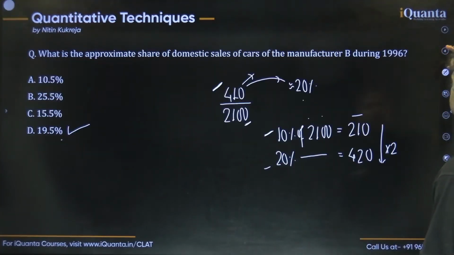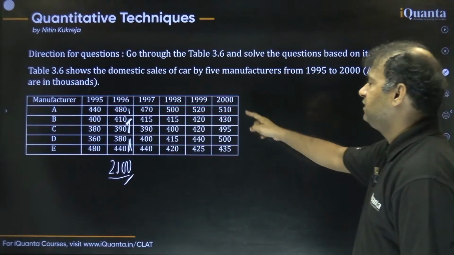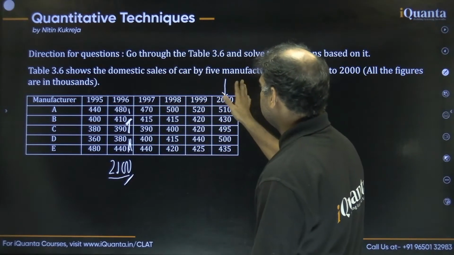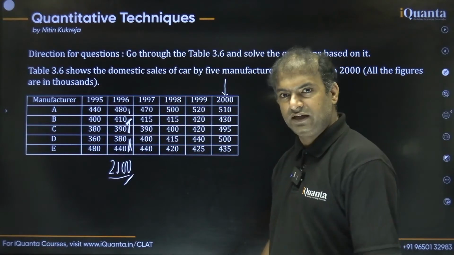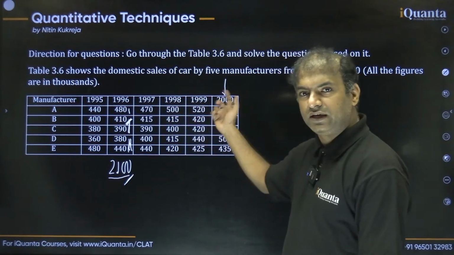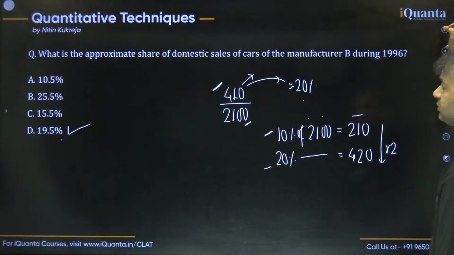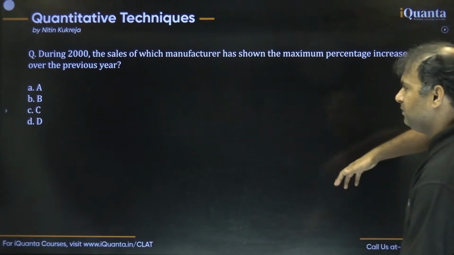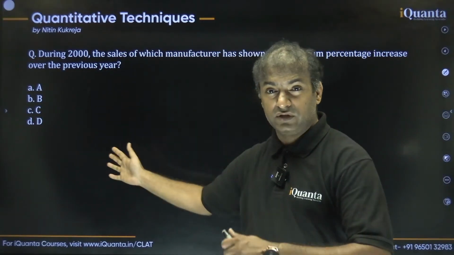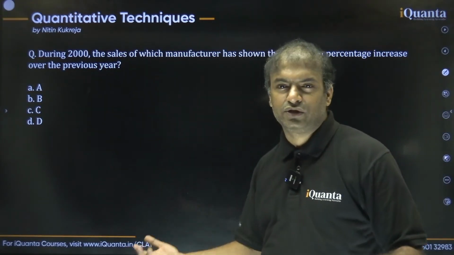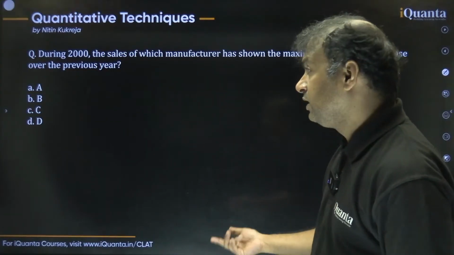Okay, so 2000, where is 2000? This is 2000, right? So we have to find in 2000 which manufacturer has shown the maximum percentage increase in the sales over the previous year, means over 1999, right? Look at the options. The options are A, B, C, D. So we may ignore manufacturer E for this question, right? We should only look at option A, B, C, D, or you can say manufacturer A, B, C, D, right?